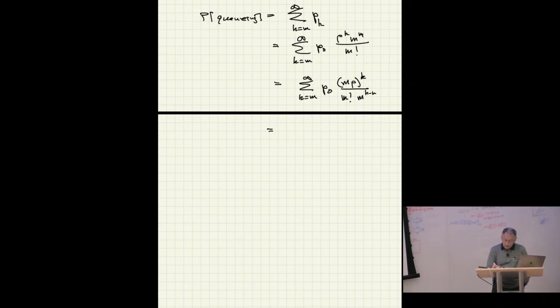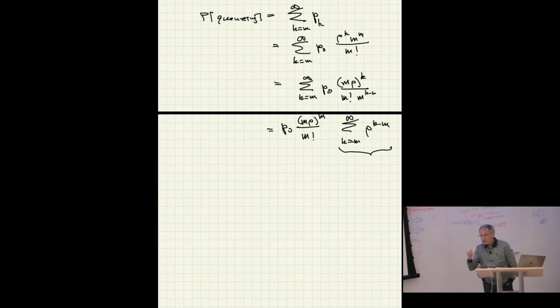That's equal to, let's pull out what does not depend upon k, P0, m rho to the m over m factorial. What I'm left with is the sum from k equals m to infinity of rho to the k minus m. Anybody care to tell me what that sum is? Say it again. 1 over 1 minus rho. Exactly. Happily, we forced that.